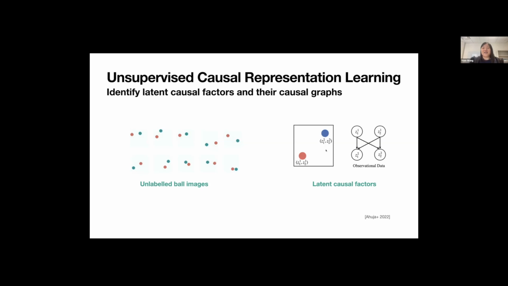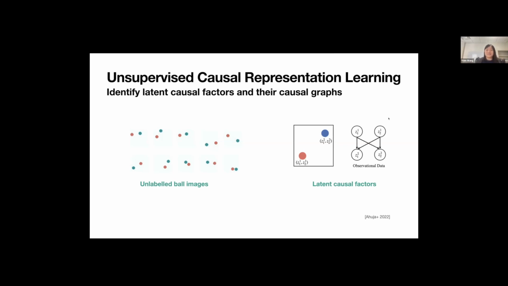So we may have these latent factors interacting with each other. This is a more complex causal representation learning task, where we have a bunch of ball images of this dynamical system, and we want to identify these latent causal factors that are interacting with each other and may be causally connected. This is a more complicated task than the cars example, because the pitch and elevation don't quite interact with each other, but this is also something we're interested in.